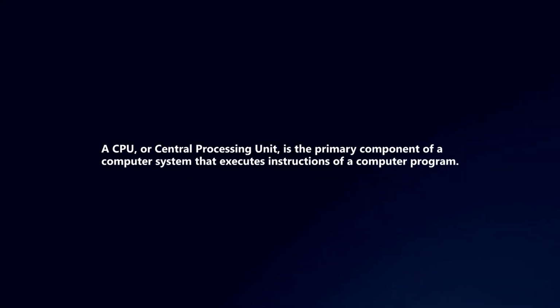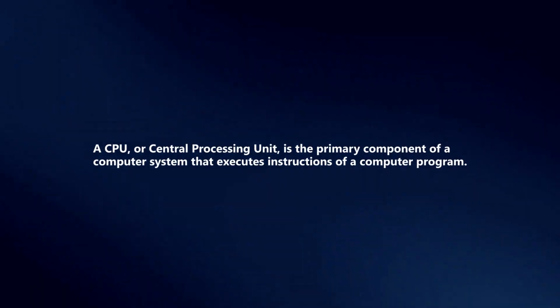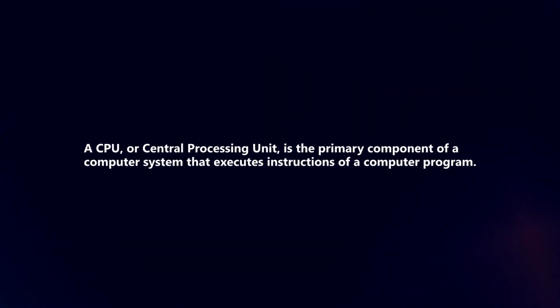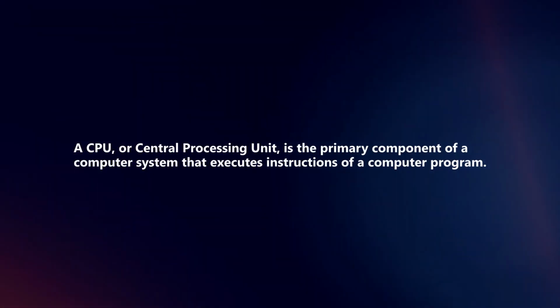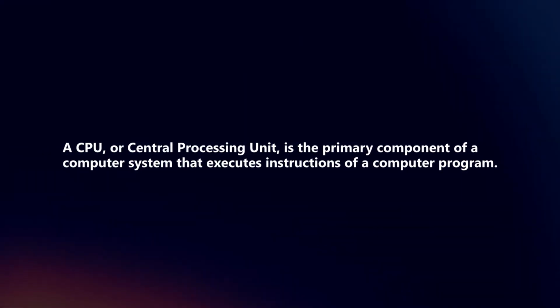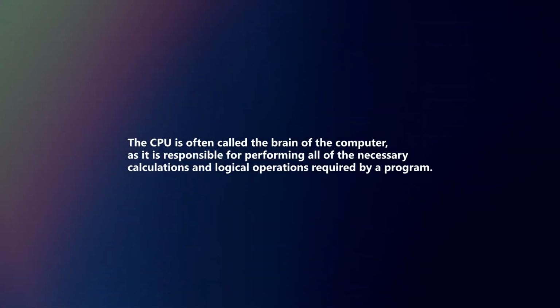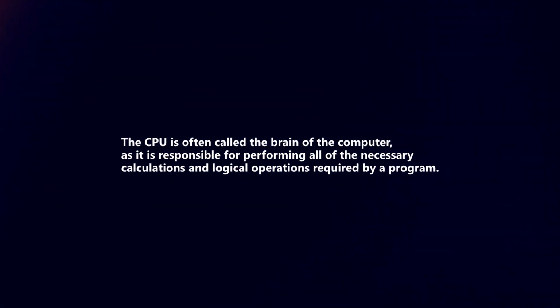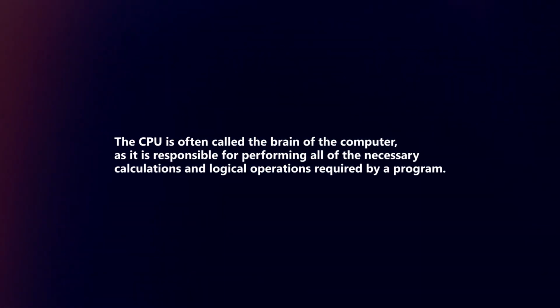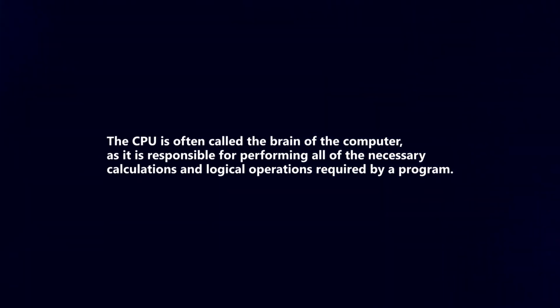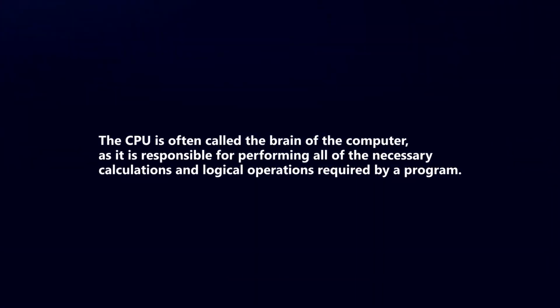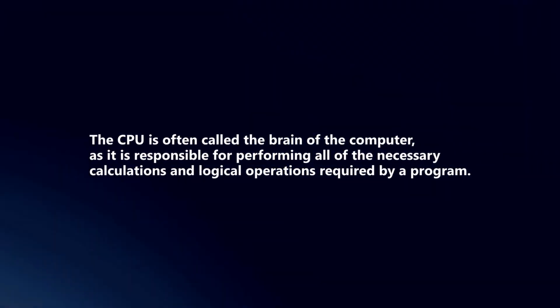A CPU, or Central Processing Unit, is the primary component of a computer system that executes instructions of a computer program. The CPU is often called the brain of the computer, as it is responsible for performing all of the necessary calculations and logical operations required by a program.